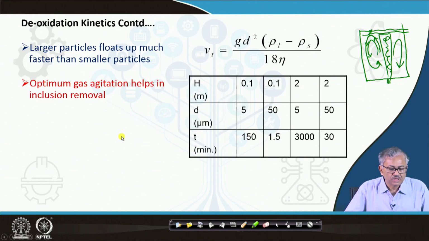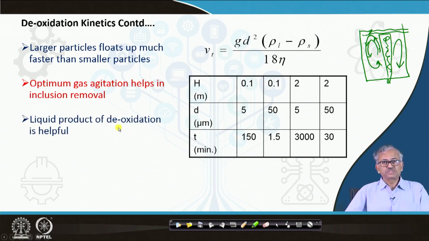Another thing is that a liquid product of deoxidation is helpful. If the product of deoxidation is liquid, it has a coalescence tendency, and as a result, the inclusions can form a bigger inclusion. That is why a liquid product of deoxidation is helpful, because the liquid inclusions try to coalesce and form bigger ones.